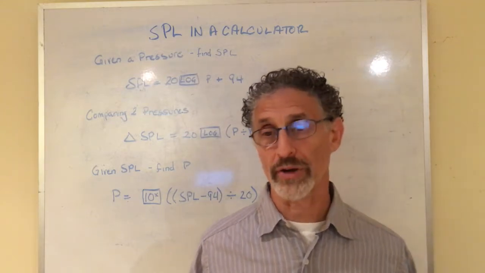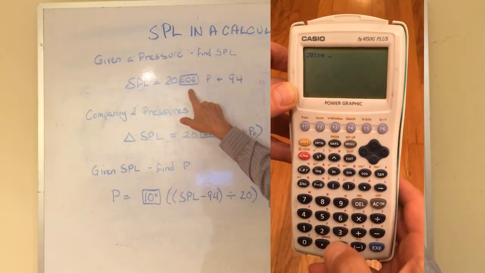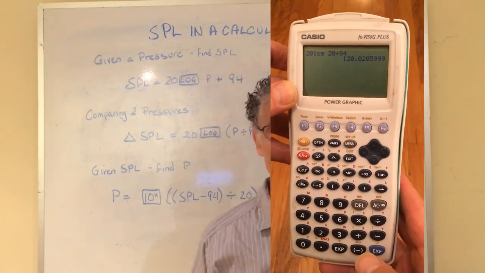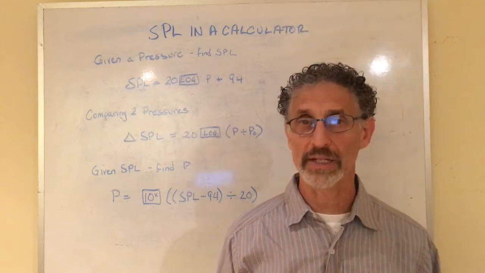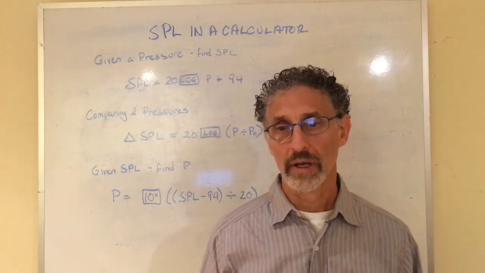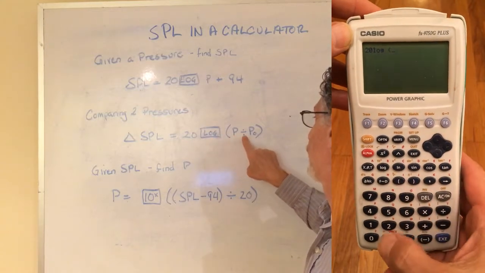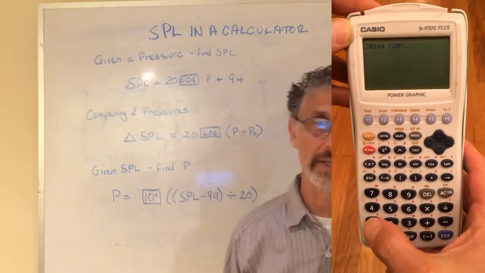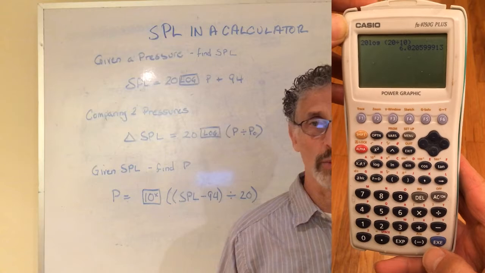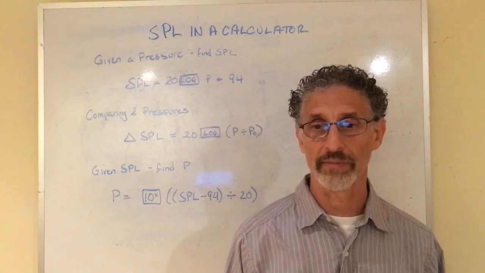So if you have pressure and you want to find the SPL, typically you can just put in 20 log and the value for P plus 94. You may need to use parentheses around the plus 94, but typically this will work very well. If you're comparing two pressures, you will use 20 log, parentheses, P divided by P0, closed parentheses, with P0 being the one that you're comparing to. This will also work for finding general sound pressure level, with P0 being 2 times 10 to the minus fifth.